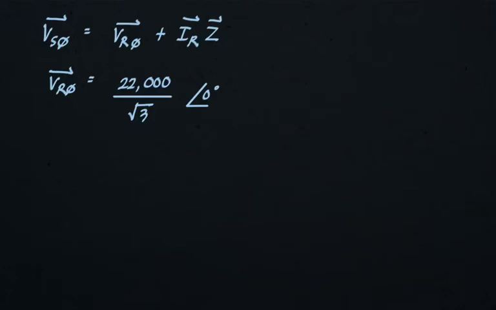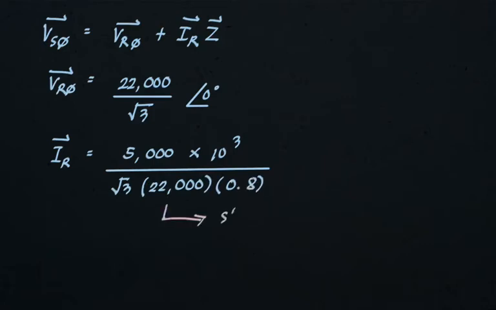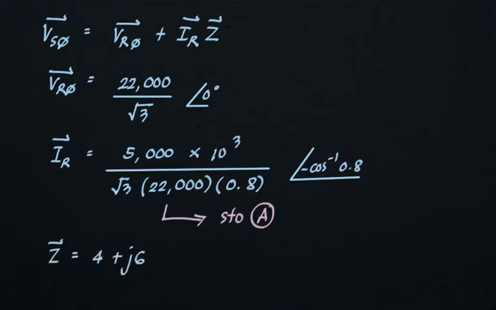It is 0 degrees because VR is our reference. And then for our IR, we make use of our concepts in AC circuits. Our angle is negative, cosine inverse of 0.8, because the power factor stated here is lagging. Your Z is already given as 4 plus j6. So we plug everything into our Vs equation, and we will get the per phase Vs.